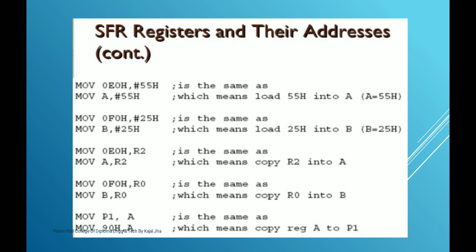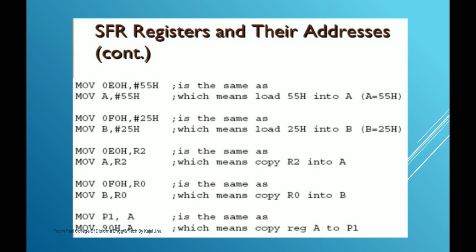E0, not 0E, it is E0. So A is nothing but 55 here. Then MOV 0F0H, #25H. This is immediate addressing mode, because it contains the pound sign, that is the hashtag sign, and it is the same as the instruction MOV B, #25H.